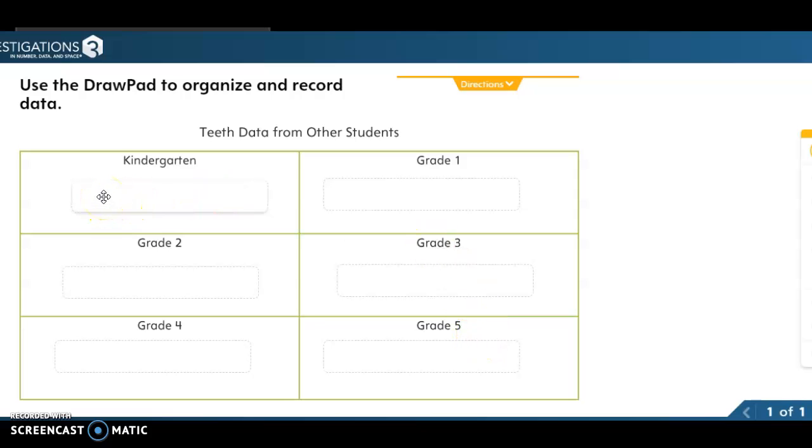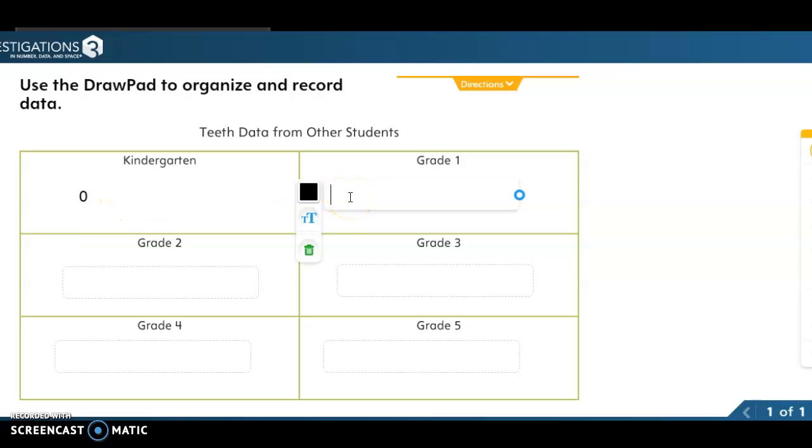Ideally, we would ask several kindergarten students how many teeth they had lost. But because we cannot do that, today I'm just going to record information that I got from asking a kindergarten student. So Miss Casey asked a kindergarten student how many teeth they had lost, and this student told me 0. So I'm going to record that in our chart here.